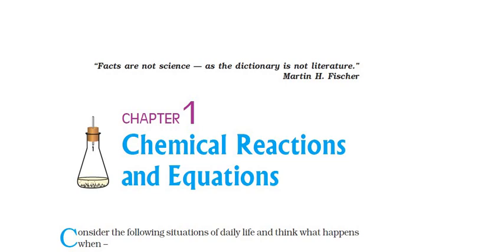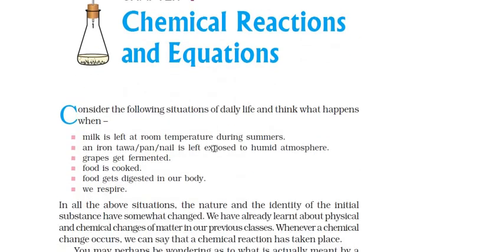Welcome to this video of class 10th chapter 1, chemical reactions and equations. Now when we talk about chemical reactions and equations, we usually talk about chemical processes. If I say chemical reaction, I'm talking about a chemical process in which two or more than two substances combine to form a new product.